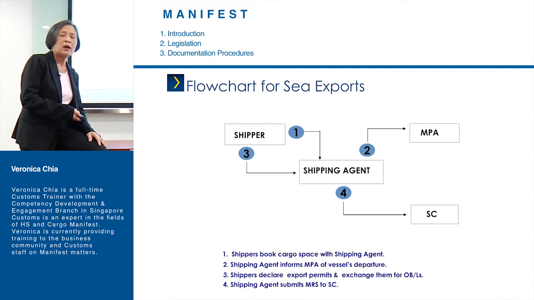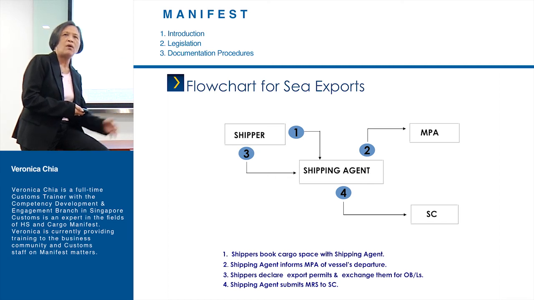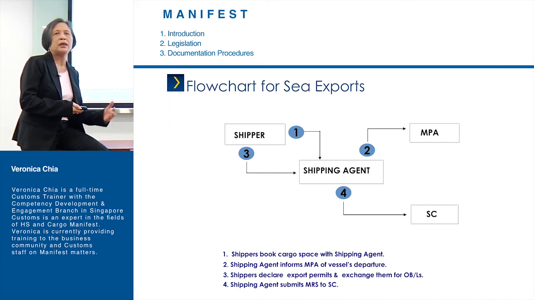All right, we now will go through the sea exports. We first begin with the shipper. Shipper will book a cargo space with the shipping agent, right? And shipping agent will inform electronically, that is, to MPA, that the vessel is going to sail. Normally it will be 24 hours, same, or at least 6 hours before they leave Singapore.